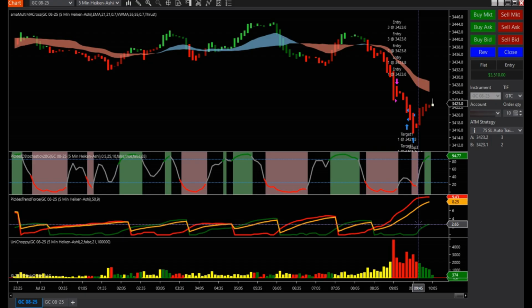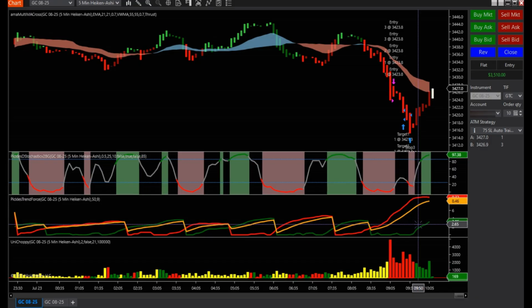All right, so you see here, price is starting to go up. I do have the red shade on the Pickles D stochastic, and the red line is above the yellow line. Volume is high, right? Buyers are stepping in, but I can't go into the trade because I'm still below the red shade. So I am still in a downtrend.